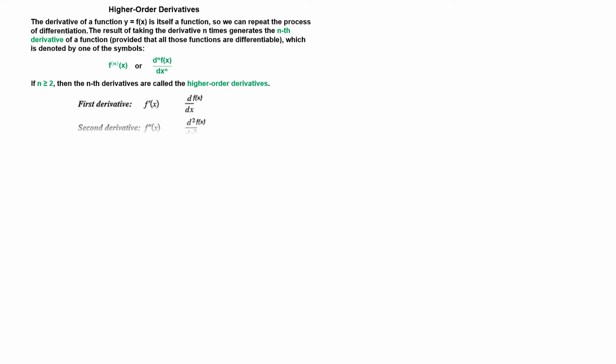The derivative of a function f of x is itself a function, so we can repeat the process of differentiation. The result of taking the derivative n times generates the nth derivative of a function, provided that all those functions are differentiable, which is denoted by one of the symbols. Derivatives after the first derivative are called higher order derivatives. The higher order derivatives are denoted as follows.